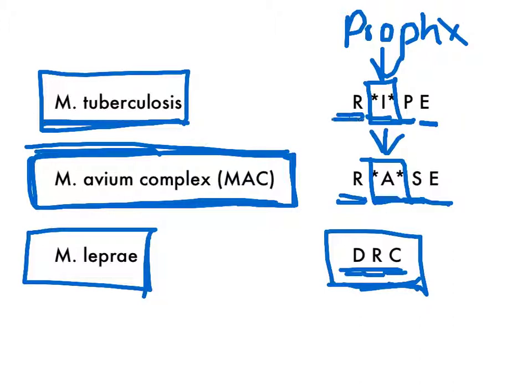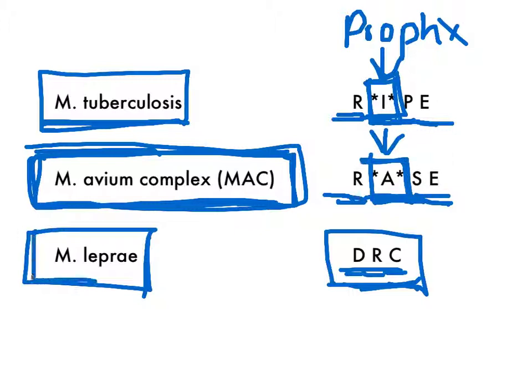Just to review, for tuberculosis this is rifampin, isoniazid, pyrazinamide, and ethambutol, and isoniazid is prophylaxis. For MAC complex, we're going to give rifampin, azithromycin, streptomycin, and ethambutol, and azithromycin is going to be the prophylaxis. And finally, for Mycobacterium leprae, we're going to have DRC, which stands for dapsone, rifampin, clofazimine. So now let's go into the individual drugs.